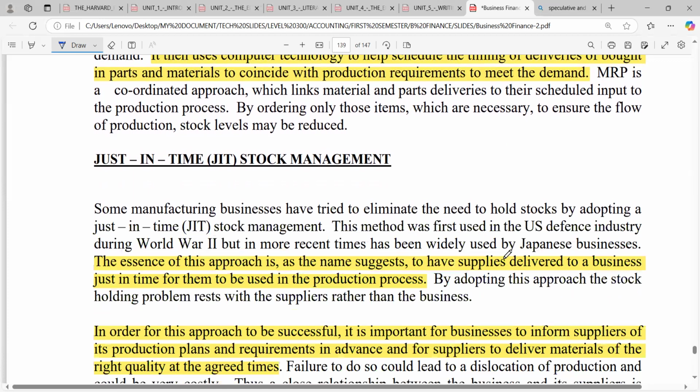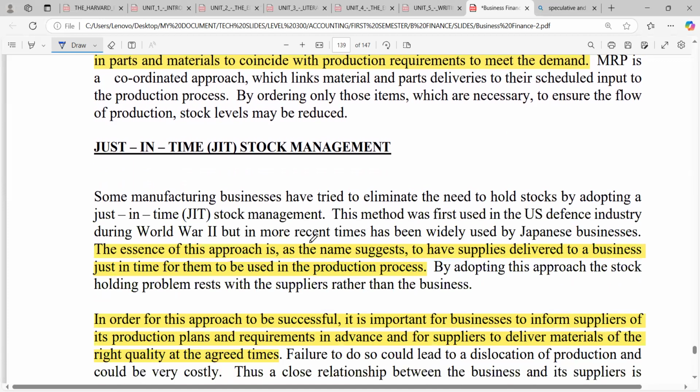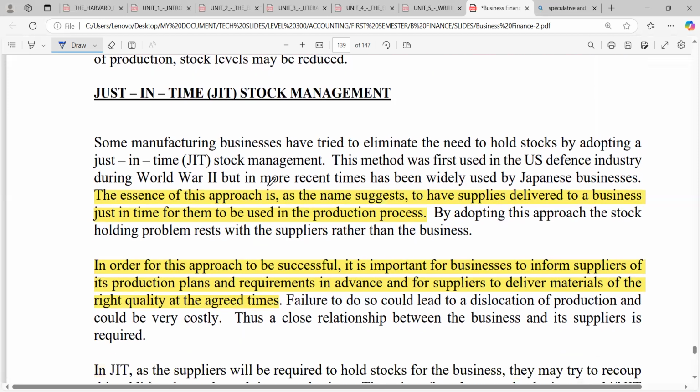Then we come to the just-in-time stock management. Just-in-time stock management basically started in the US, but it is now widely adopted by the Japanese business. The reason for using this is to have supplies delivered to a business just in time for them to be used in production. So just at the end of what we have, they bring in the new material so that we can use them for production. And that is very risky because what if your materials get finished and the suppliers are unable to supply? What happens to you? So that is, as the name says, they supply you as and when you need.